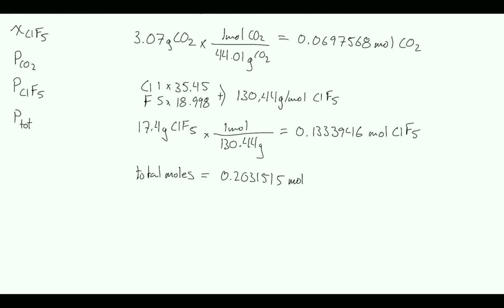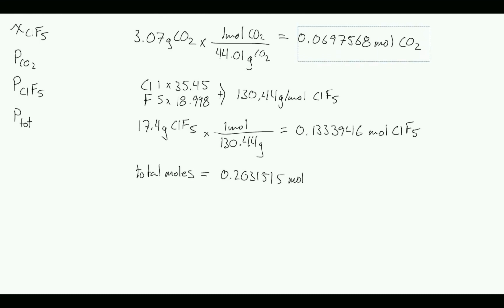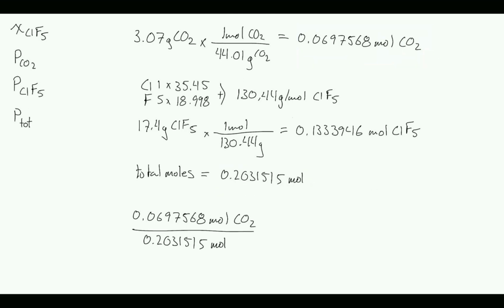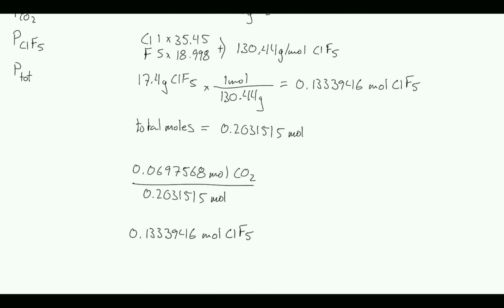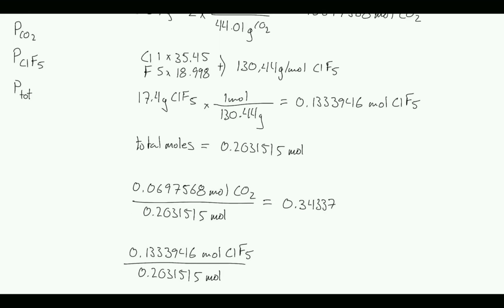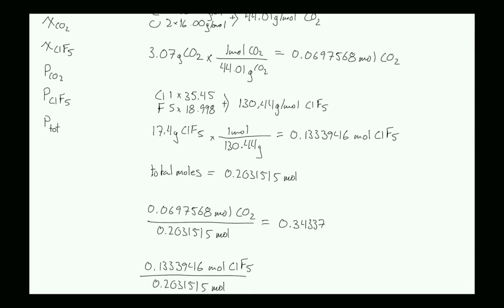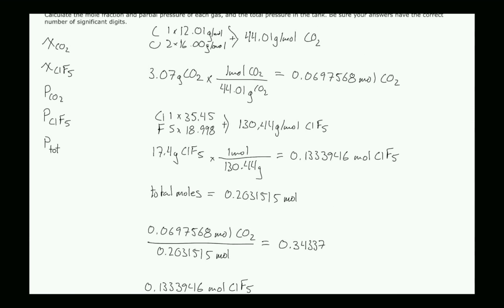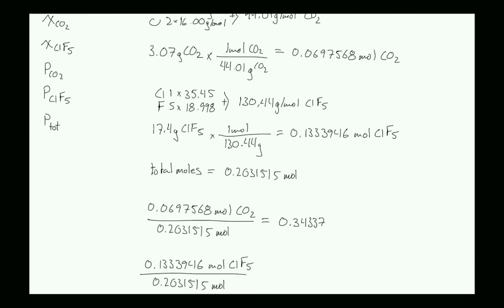So now we need to take the CO2 divided by the total, and then the fluorine, or chlorine pentafluoride. This is where it's really convenient. Learn how to save things in your calculator. 34337. And actually, this is a final answer. So 343, I guess we have 3 sig figs.